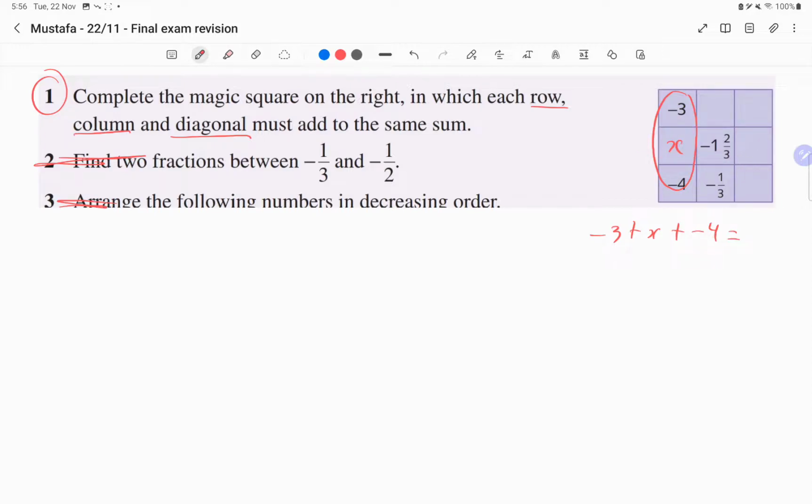That's why you would choose the one where you can form two sides of an equation. So that square there, we can start with that one first. I'll show you why. If we call this one x, then you would have -3. So we go this diagonal first. -3 plus minus 1 2/3 plus x is equal to -4. Hang on, -4 minus 1/3.